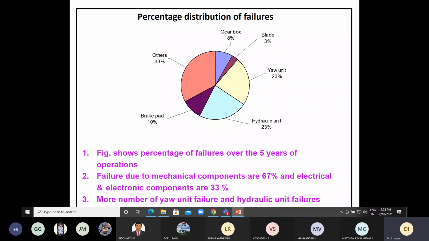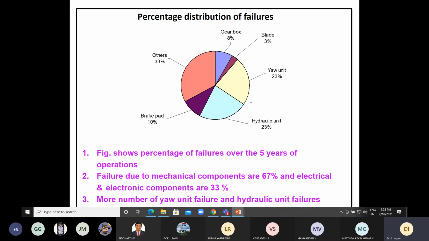Yes, as I told just now, due to the gearbox, the brake pad, the hydraulic units, the electrical and electronics, and the yaw mechanism, some failures will occur, and due to the blade some percentage of failure also occurs. Here the graph shows the different percentage distributions of the failure.